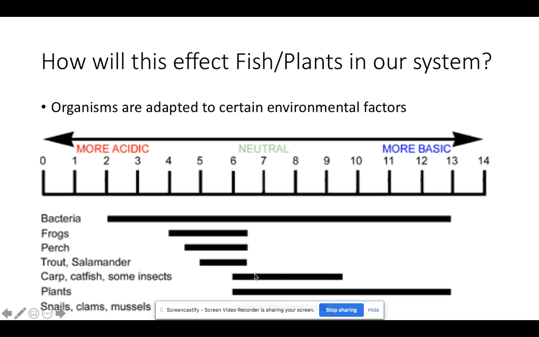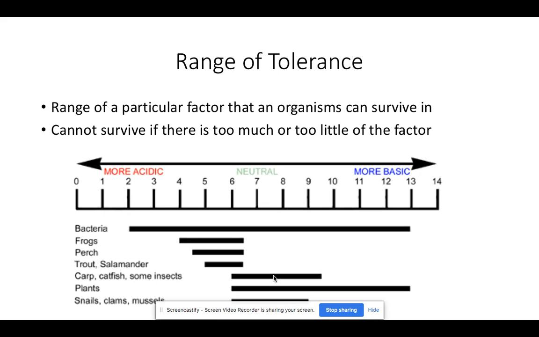Insects have a little bit of a higher range, but if you look, it's more in the neutral to basic range as opposed to the acidic. And plants like it neutral to basic. So if it gets acidic, it can really harm the plants in our system. The range that organisms can survive in is called a range of tolerance, and that is the range of a particular factor that our organisms can survive in. They cannot survive if there is too much or too little of a factor.